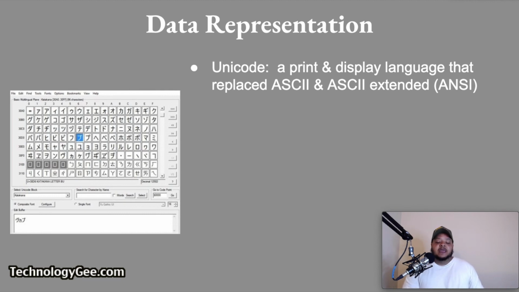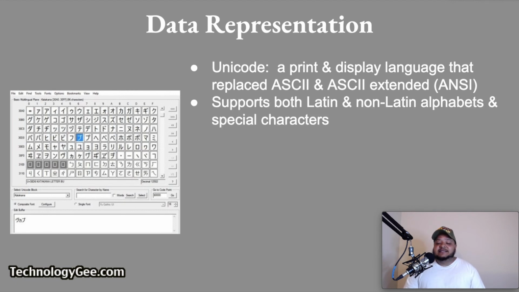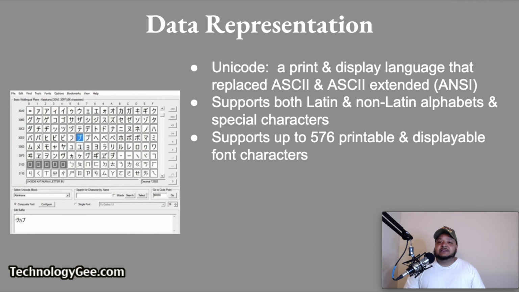So Unicode supports ASCII, and it also supports extended ASCII, and it supports both Latin and non-Latin alphabets and special characters. And Unicode supports up to 576 printable and displayable font characters, ladies and gentlemen. So Unicode is essentially the replacement for ASCII. Everybody got that? Good? Cool.